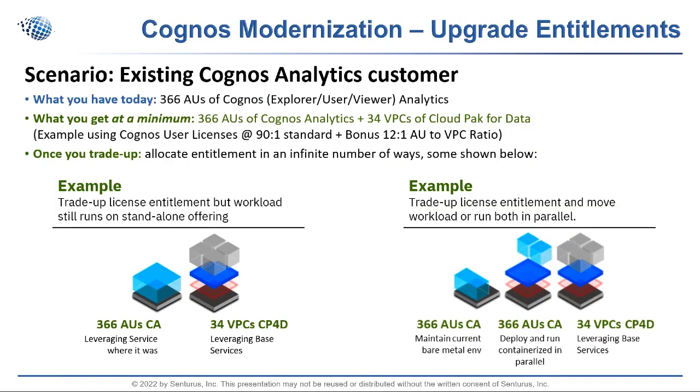From a licensing perspective, the conversion gives you two things. I'm going to show you the example of a customer that has 366 authorized users of Cognos. When I migrate them, they go from 366 authorized users, that's all they have today. If they want to stay running just as they are now, they keep the 366 authorized users, but they also get access to 34 VPCs of Cloud Pak for Data, which provides, as we said before, Watson, data virtualization, and so on. And those are used inside your analytics as much as you want.